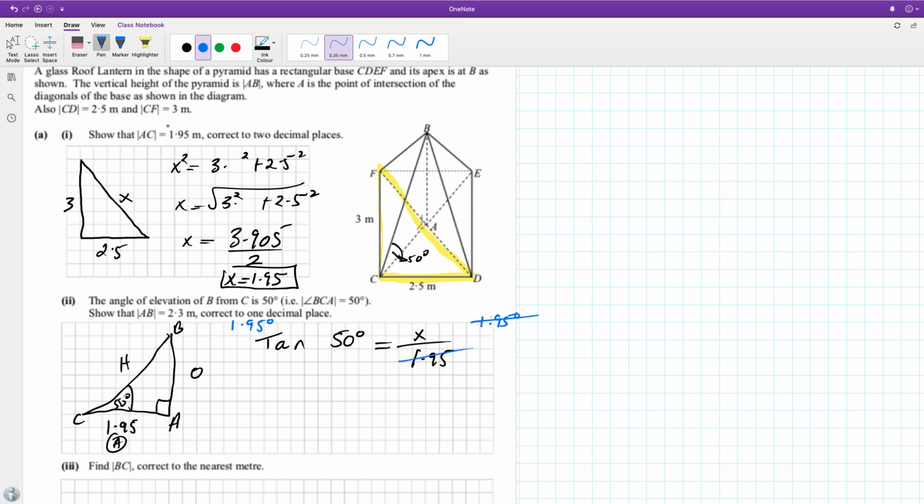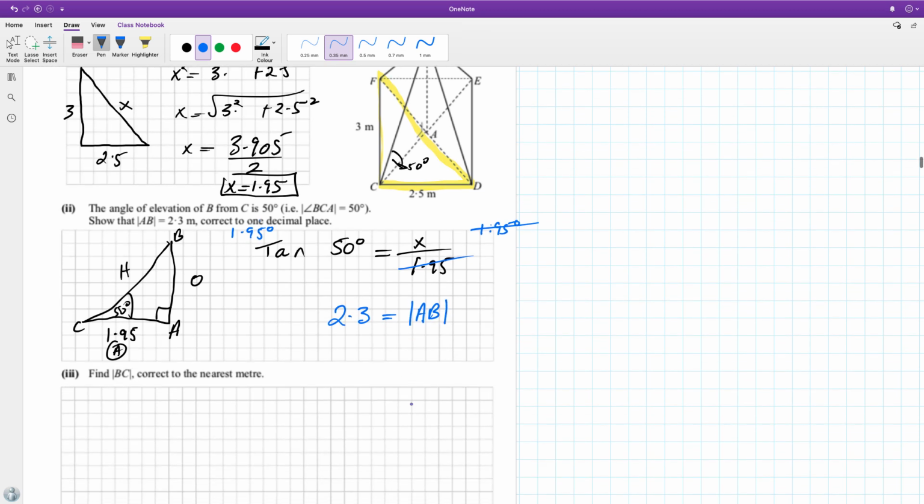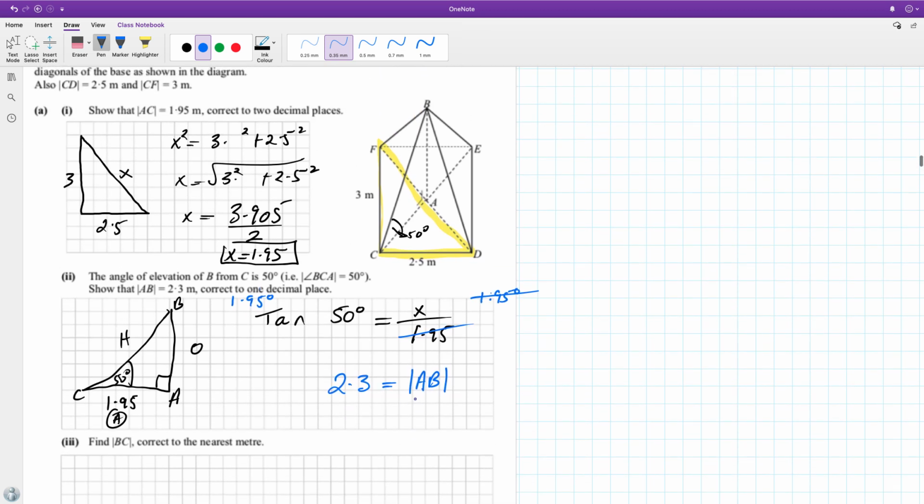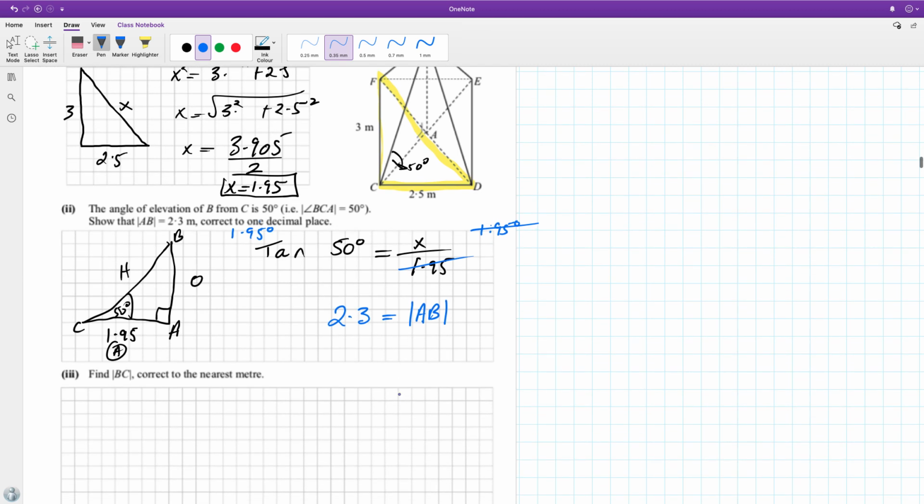Knock that out, knock that out. 1.95 multiplied by the tan of 50 is 2.23, which is exactly what they want. 2.3 is equal to AB. And the last one, find the distance from B to C. We just use Pythagoras, exactly. So BC squared equals 1.95 squared plus 2.3 squared.